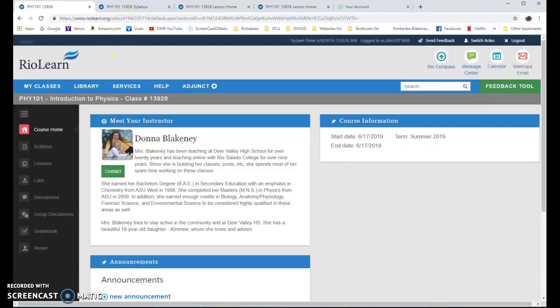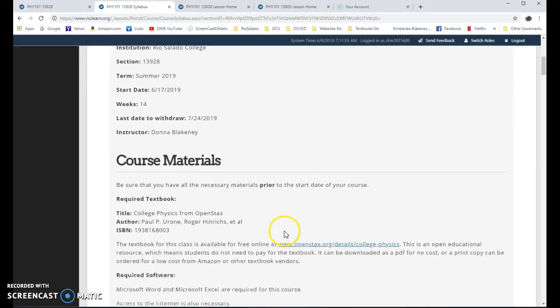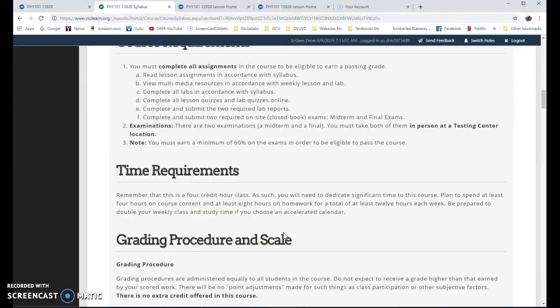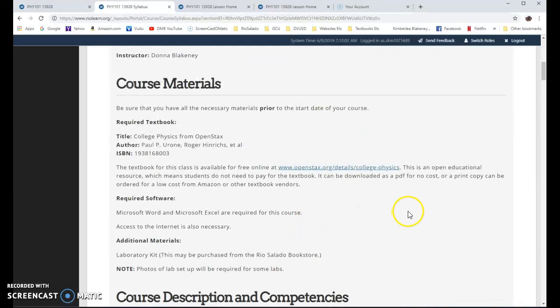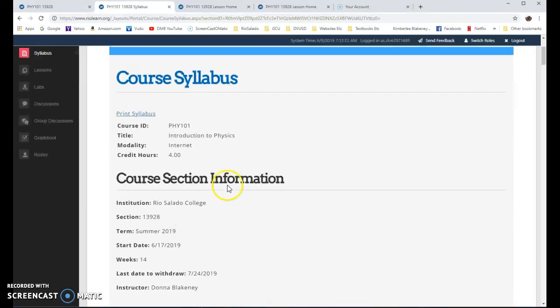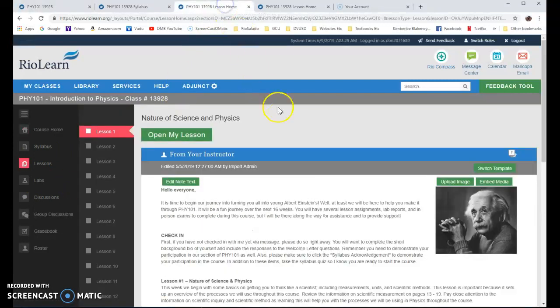In the syllabus page, once you click on that, you will find additional information on the course itself, which includes your course materials, your description, your requirements, and the grading procedures. If we look at the course materials, Rio Salado has been trying to get additional online books to help our students cut down on their fees, and this course happens to be one of them, an online course textbook. With each week, you will find lessons and labs, as you will need to complete one of each week, and they are set up the same way.